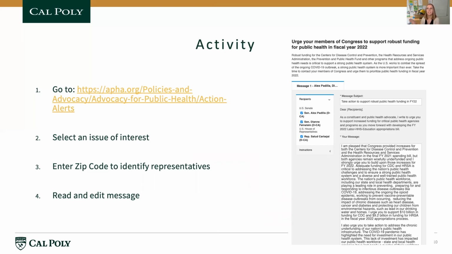If you go ahead and click on that, they have a couple of alerts right now. You'll be asked to put in your zip code to identify your representative. Then it creates a message for you, and you can edit that message and just send it, and it actually sends it for you. This is at the federal level for APHA. They don't do as much with state level.